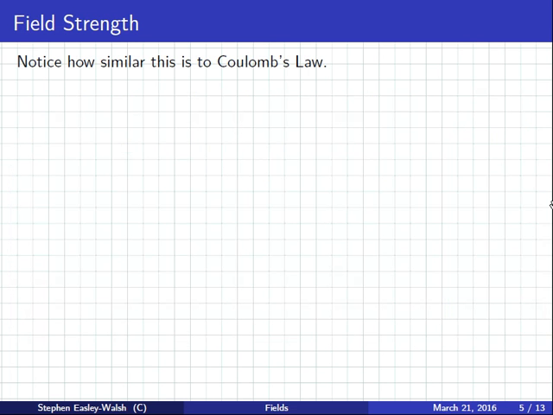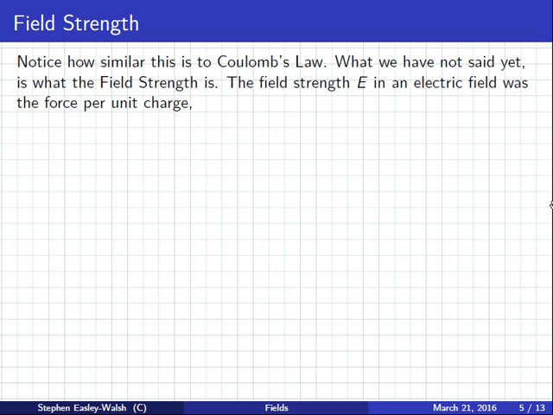Yeah. Now notice how similar this is to Coulomb's law. We have not said yet what the field strength is. So remember, for an electric field, the field strength was force per charge. So if you draw a comparison, for an electric field the field strength was force per charge, what might the field strength be for a gravitational field?